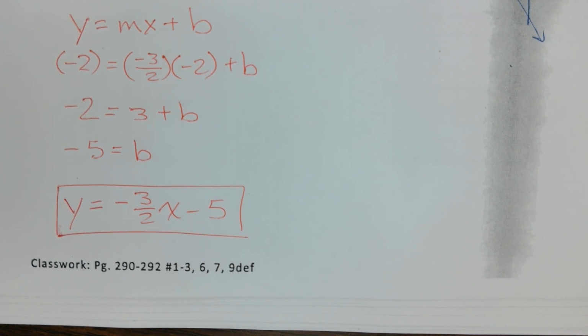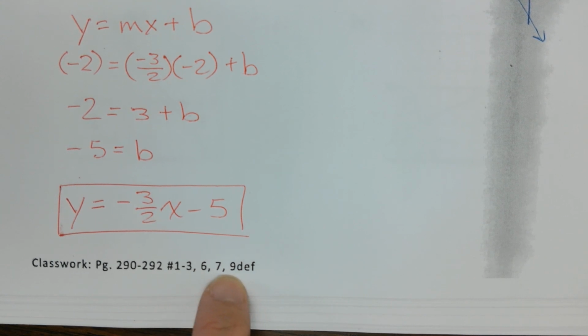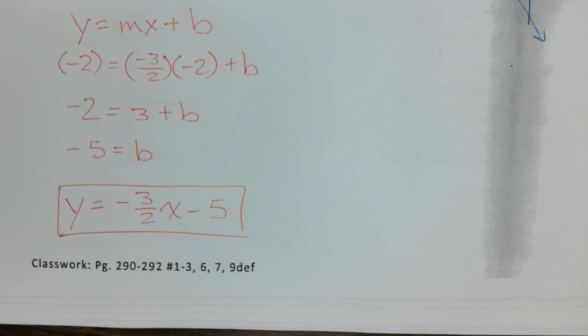Okay, so write down what the homework is. Page 290 to 292, number 1, 2, 3, 6, 7, 9, D, E, F. Okay, write that down. Otherwise, you're doing every single question. If you don't write it down, you're doing number 1 to 9. All.